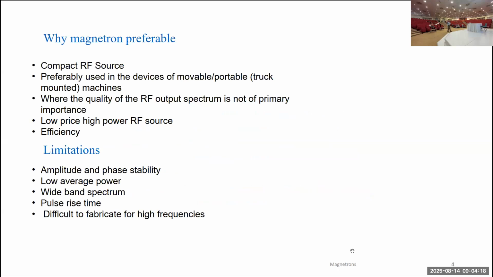And it is also playing a very important role in the economy and in defense, even in this era as well. So why do we need a magnetron compared to the other RF sources? There are a few merits. It's a compact RF source, and it is used in devices which are movable, portable, for example, portable trucks.